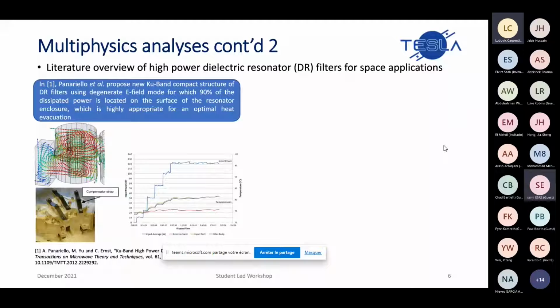Here, for example, we have a structure that was proposed, for which they didn't use the fundamental mode, but a higher order mode, the degenerate mode, for which 90% of the dissipated power is located on the surface of the resonator, which means the metallic enclosure, which in this case is very appropriate for optimal heat evacuation. We can see in this case that for an ambient temperature of 75 degrees, the device reached a temperature of around 81 degrees when it was injected with 120 watts of input power.